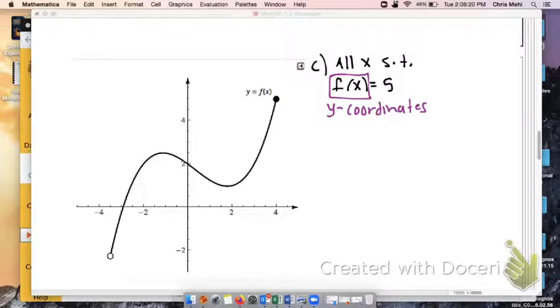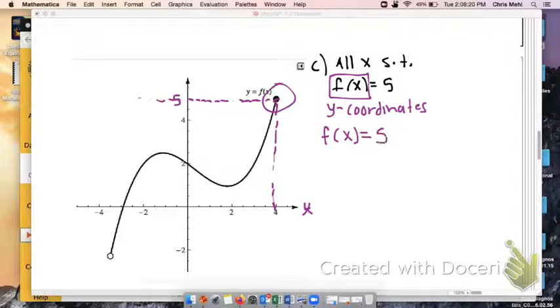This time you're going to find 5 on the y-axis, and you need to find all points on the graph that have a height of 5. You're going to notice there's only one such point, and the corresponding x value can be found by going straight down to the x-axis. There's only one point with a y-coordinate of 5, and the x-coordinate is 4. So f of 4 equals 5. Now there might be multiple x values, but in this case there's just one. The answer would be x equals 4.